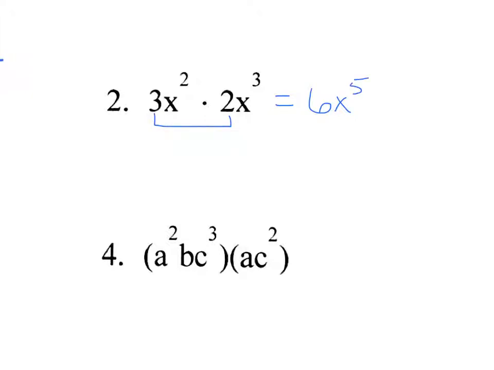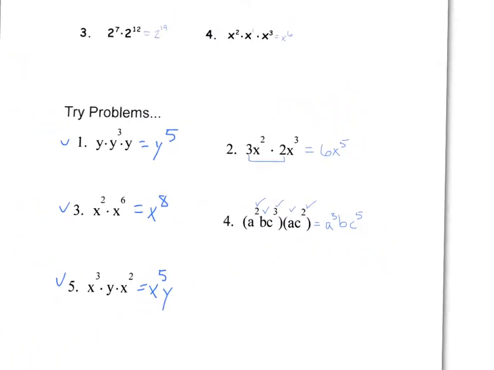And then finally, number 4, again, we always go in alphabetical order. So starting with our A's, count them up. You got 2 here and 1 there. That's 3. Then we move on to B's. You have 1 there. That's it. And then C's, 3 there, 2 there. That's 5. All right, that is product of a power.